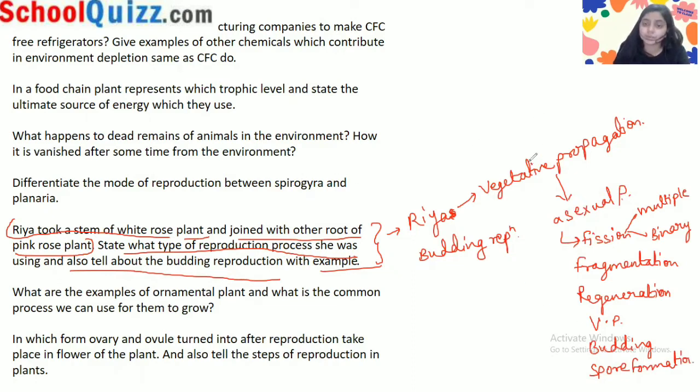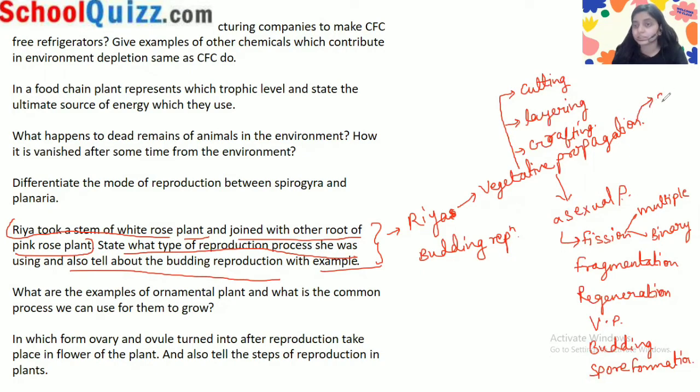So Rhea is using vegetative propagation. And in vegetative propagation, there are also three types: cutting, layering and grafting. In the previous video, in the first sample question paper, we talked about vegetative propagation and how it is different from seed reproduction. We discussed in detail what vegetative propagation is and what seed reproduction is. In seed reproduction, we use the seeds. In vegetative propagation, we use parts of the plant, like the stem, leaves and roots, and we reproduce the plant from these parts.